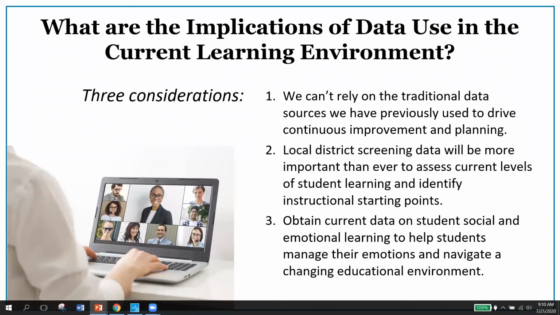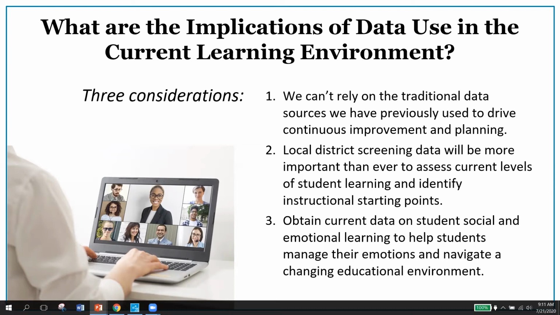In looking ahead to the 2020-2021 school year, there are 3 points to consider. First, we can't rely on the traditional data sources we have previously used to drive continuous improvement and planning. This doesn't mean that we pause our continuous improvement efforts, but rather we identify alternative sources of data that can inform our work.